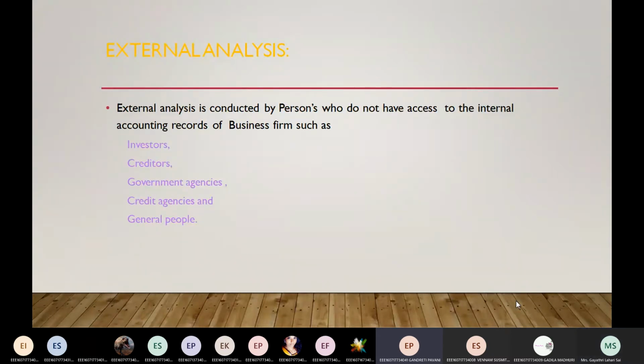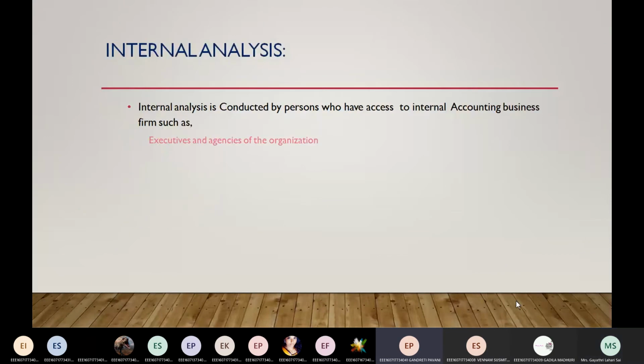External analysis is conducted by persons who do not have access to the internal accounting records of the business firm, such as investors, creditors, government agencies, credit agencies, and the general people like us. Internal analysis is conducted by persons who have access to the internal accounting records of the business firm, such as executives and agencies of the organization or a company.